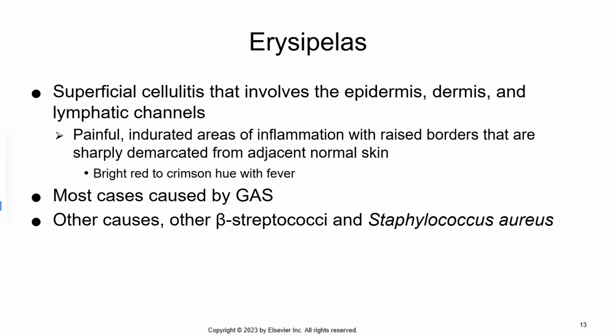Erysipelas is a superficial cellulitis that involves the epidermis, dermis, and lymphatic channels. Painful, indurated areas of inflammation with raised borders that are sharply demarcated from adjacent normal skin. Bright red, crimson hue, with fever. Most cases are caused by GAS, which is abbreviated Group A Streptococcus. Other causes are other beta hemolytic streptococci and Staphylococcus aureus.